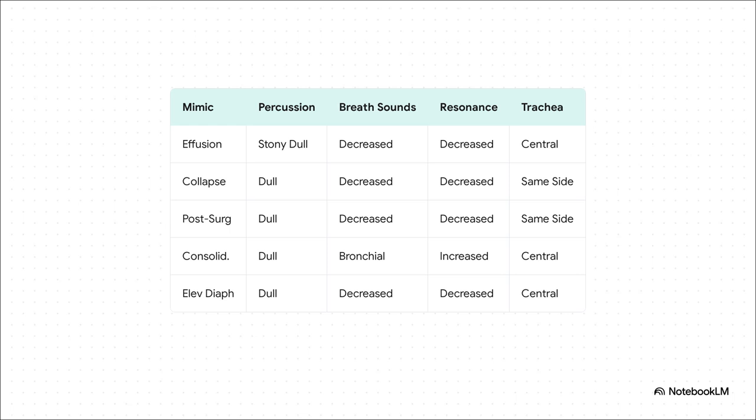Now, consolidation is a bit different. It's solid, sure, but it still has patent airways, so it actually transmits sound better than normal lung. Because of that, you get increased vocal resonance and bronchial breathing, which is literally the exact opposite of an effusion. And finally, an elevated hemidiaphragm. This one perfectly mimics an effusion if you're only looking at static findings.